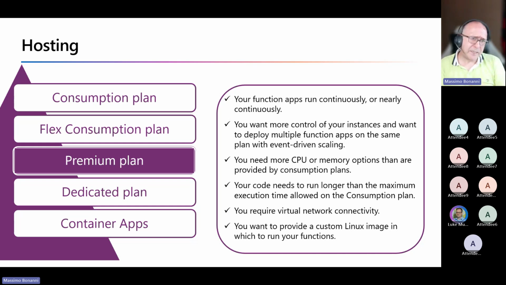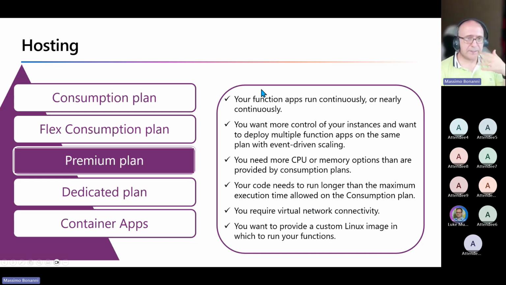The worst thing is you cannot change the plan once you choose. So if you create a function app, sorry, the resource that contains your functions, and you choose consumption, you cannot change. You need to create a new one with a different plan. But you use infrastructure as code, so probably you have a pipeline, so it's not a big issue to create a new one. So it's perfect.